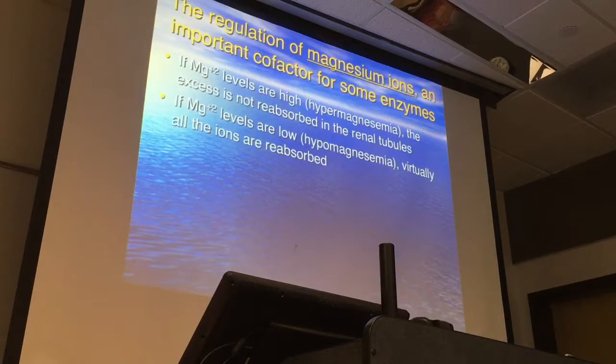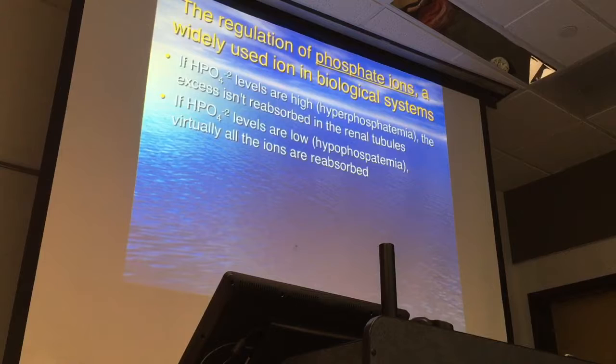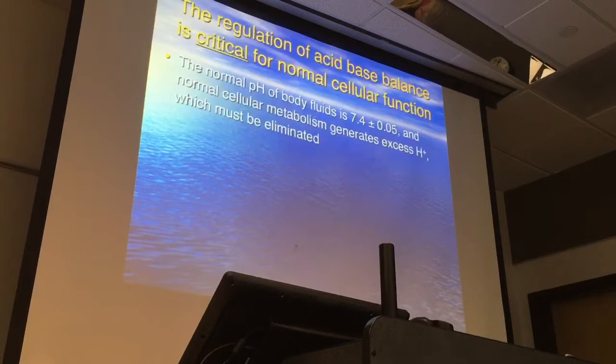The same kind of control is there for phosphate ions. If the levels of phosphate ions are too high, the excess isn't reabsorbed. If it's too low, virtually all the phosphate ions in the filtrate are going to be reabsorbed. Okay? The control of those two is very, very simple. Does everybody understand that kind of control? Okay. It's just based on the ability to absorb a certain quantity from the filtrate.